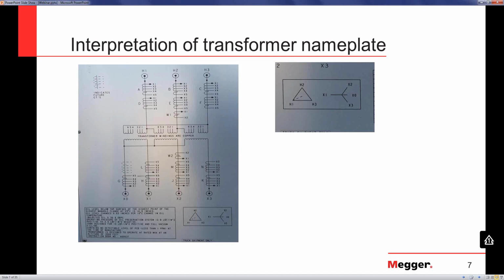This can be verified by looking at the diagram given on the left. We see that the top of the winding is connected to H1, the bottom is connected to H3 for the A phase.